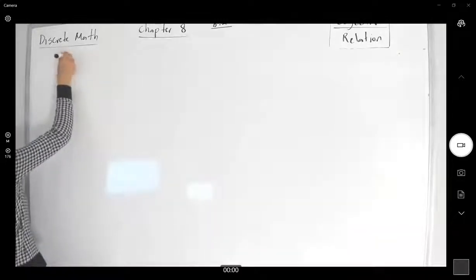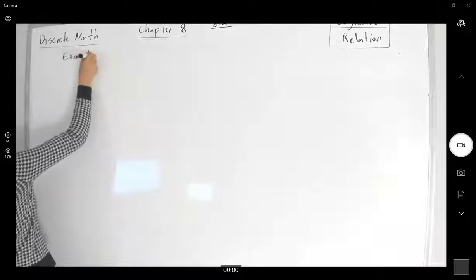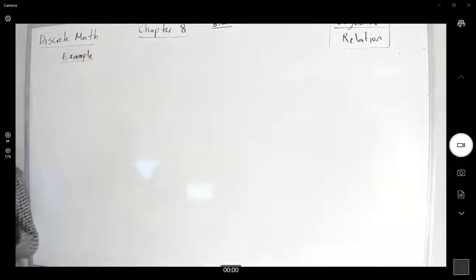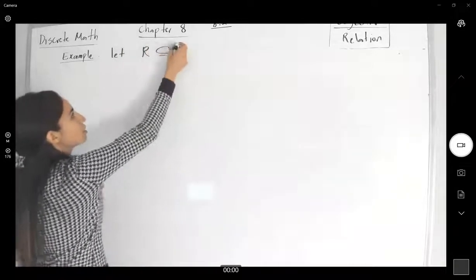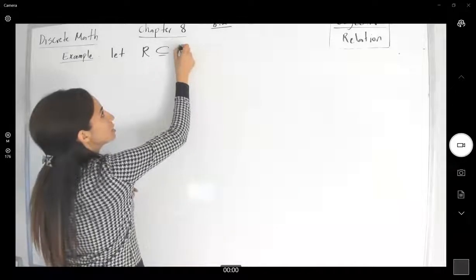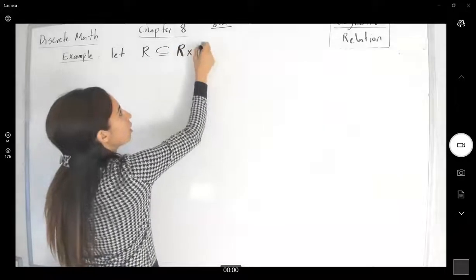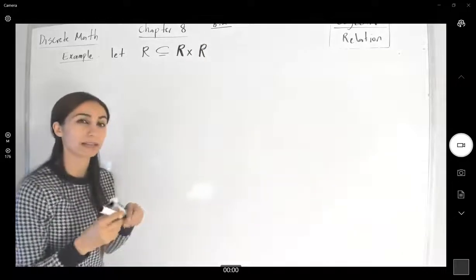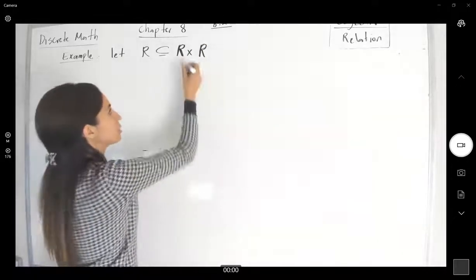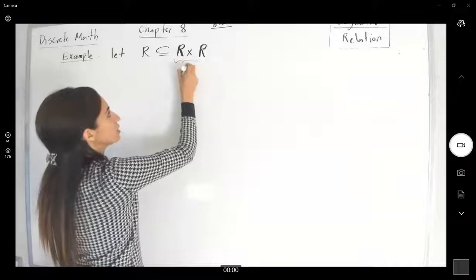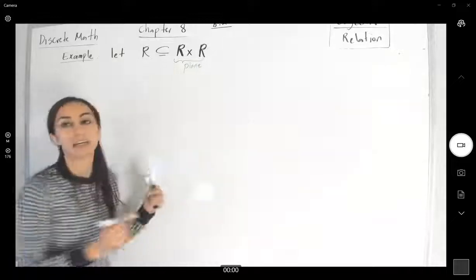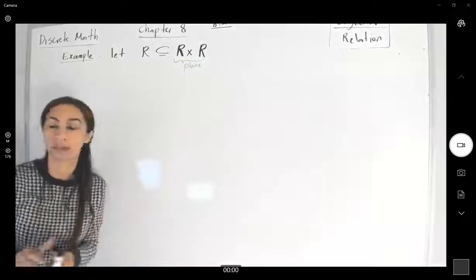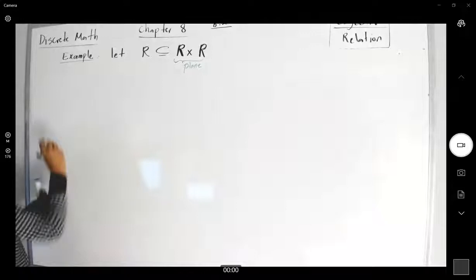Example. Suppose we define a relation this way. Let R be defined on the Cartesian product of the real line by itself. Remember that this is just a plane. So here you're dealing with a plane, taking a collection of points in the plane. But how do we define this relation? We define it this way.